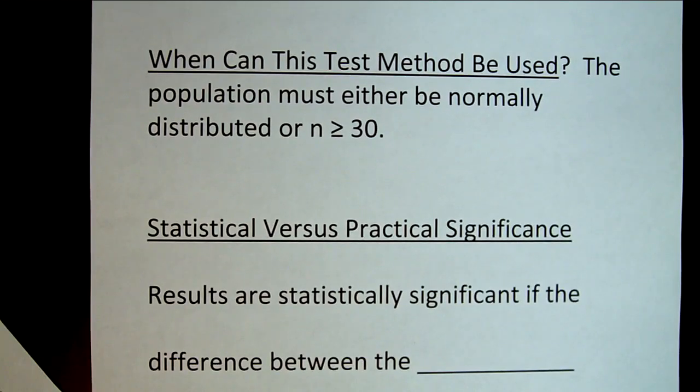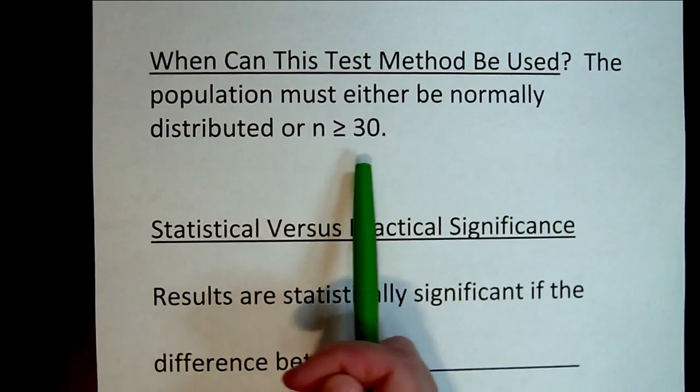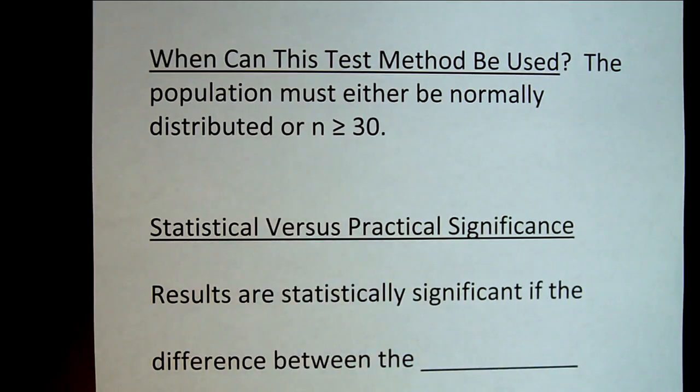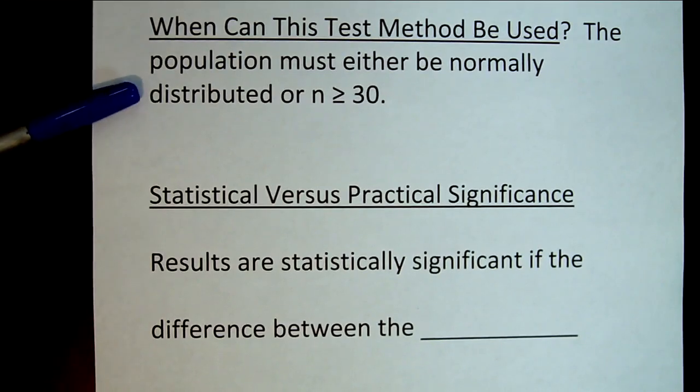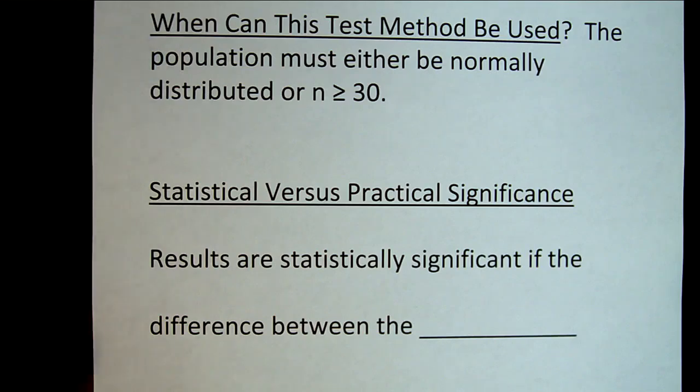By this test method, what we really mean is using the t-distribution. In order to use this method with the t-distribution, the population must either be normally distributed or your sample size must be greater than or equal to 30. You'll probably need this information to answer a couple of homework questions.